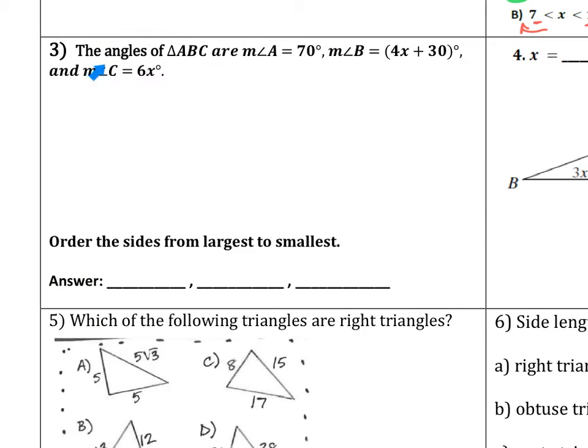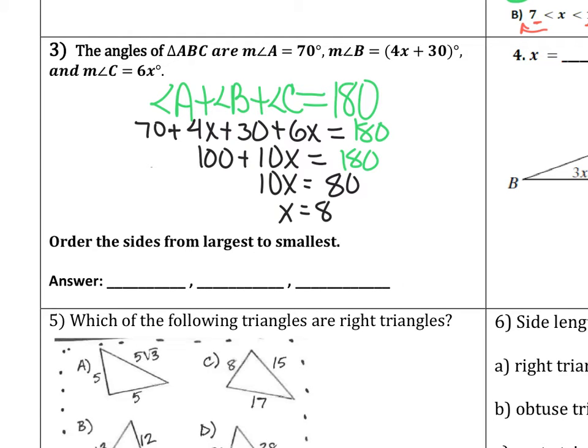Okay. Carefully reading through the directions, it says the angles of a triangle are listed here. What do we know about the angles inside of a triangle? Well, they all add up to 180 degrees. So angle A plus angle B plus angle C add up to 180. Go ahead and substitute it in and see what you get for X. So once we set it up and we do all of our algebra, we get X is equal to 8.